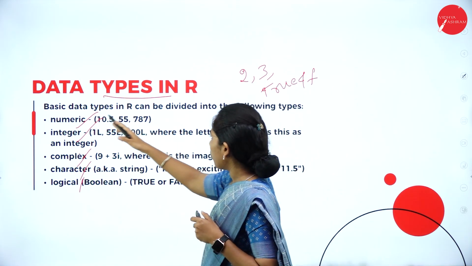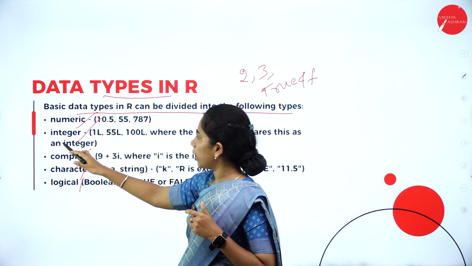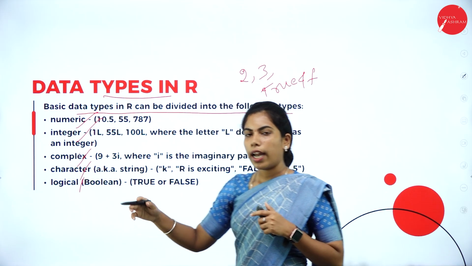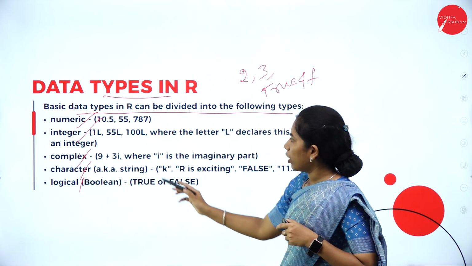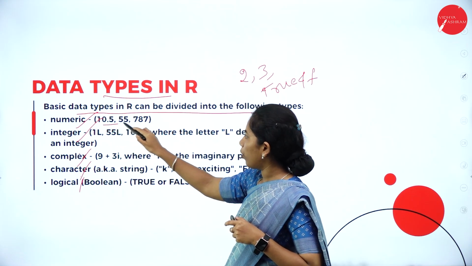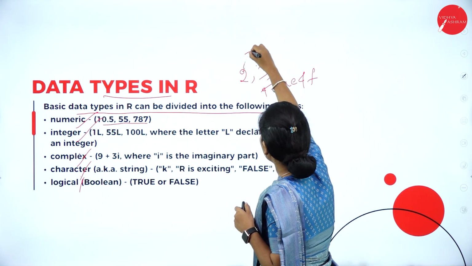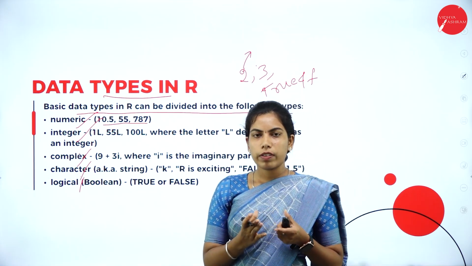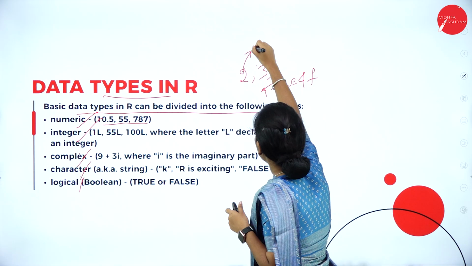Likewise, R provides basic data types. In R we can divide them into the following types: the first one numeric, integer and complex, and also character and logical. So what do you mean by numeric? Numeric is nothing but a number like 10.5. For example, 2, 3, which in other programming languages we call numbers without the fraction point. Means 2 we also call as a what?